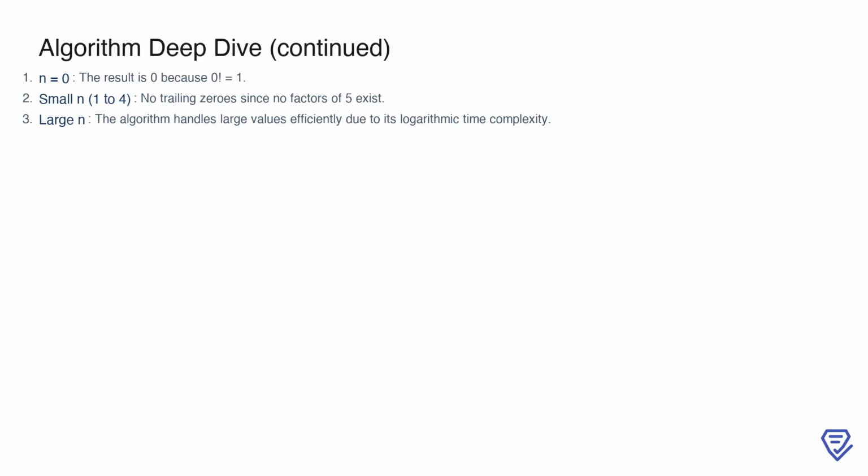For instance, when n equals 0, the output is 0 because 0 factorial equals 1, which has no trailing zeros. For small values of n, such as numbers between 1 and 4, no factors of 5 exist, so the count remains 0. On the other hand, for very large values of n, the algorithm remains efficient due to its logarithmic time complexity. This robustness, combined with its simplicity, makes the algorithm a reliable solution for the problem. By focusing only on factors of 5 and leveraging efficient arithmetic operations, we avoid unnecessary computations, ensuring the method is not only accurate but also optimized for performance in all cases.